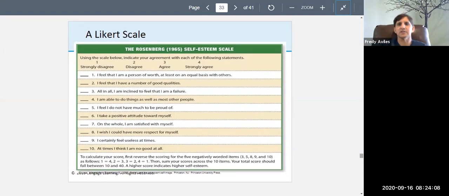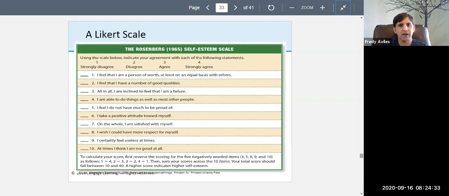Here's a Likert scale. These are very useful for psychology, for measuring things that have to do with psychology. This is the Rosenberg 1965 self-esteem scale. It probably has been updated now, there's probably a newer version of it, but it's 10 questions that you answer on a scale of 1 to 4, 1 meaning strongly disagree, 4 meaning strongly agree.